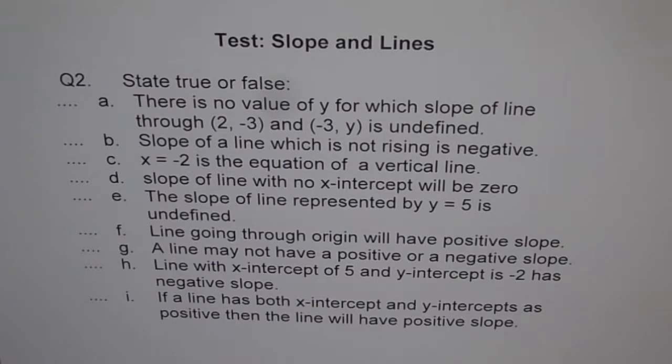F. A line going through the origin will have positive slope. G. A line may not have a positive or a negative slope. H. A line with x-intercept of 5 and y-intercept of -2 has negative slope. I. If a line has both x-intercept and y-intercept positive, then the line will have a positive slope.